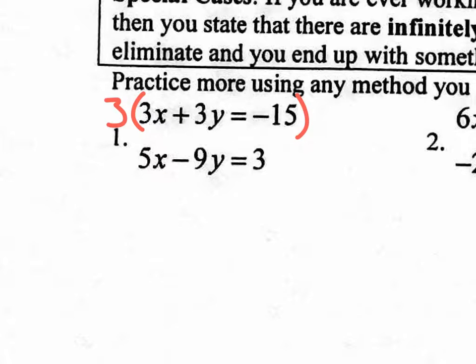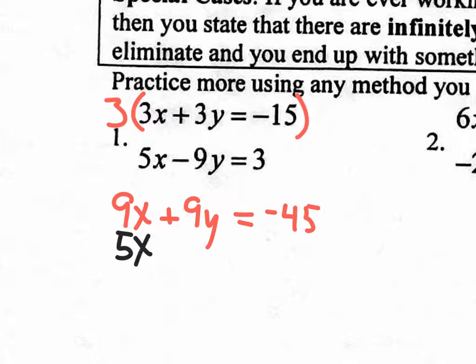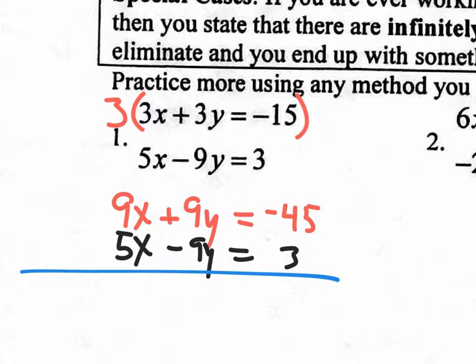And since I don't have much space over here to the side, I want to be going down here at the bottom. My top equation will be 9x plus 9y equals -45. And the bottom equation, we're going to leave it exactly the way it is. 5x minus 9y equals 3. And now I'm ready to combine the lines.